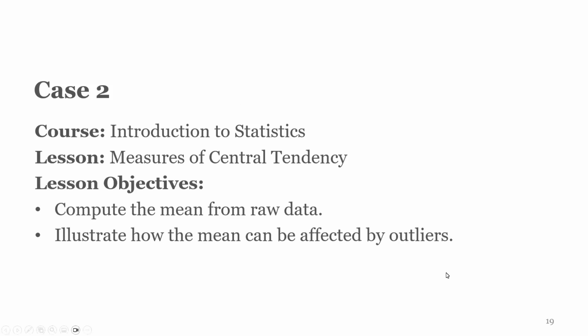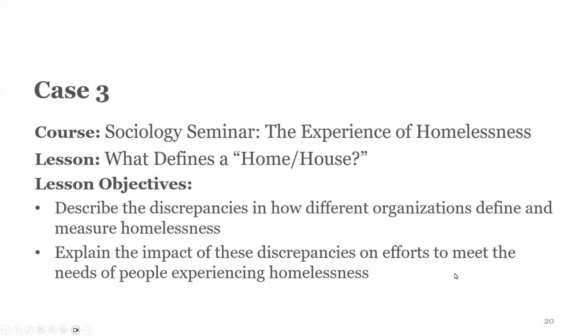All right, so here's the last one. Here we're going to go social science. I took a course my senior year called The Experience of Homelessness, and we spent a good part of the first few class periods getting granular about when is something considered a house, right? At what point can we say someone is housed or unhoused? The objectives here might be to look at discrepancies in how different organizations define homelessness. Different social agencies may have different criteria for what constitutes unhoused, and maybe to explain the impact of these discrepancies on people who are going through it.